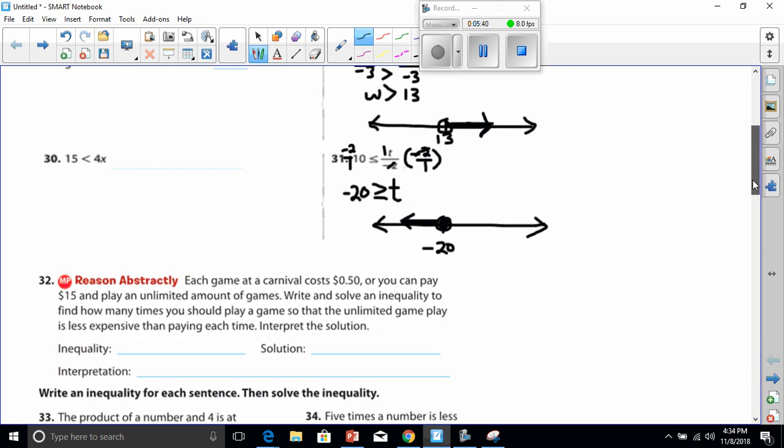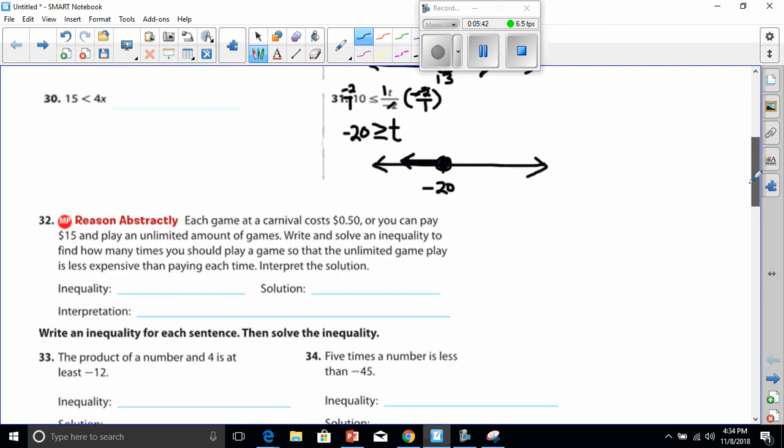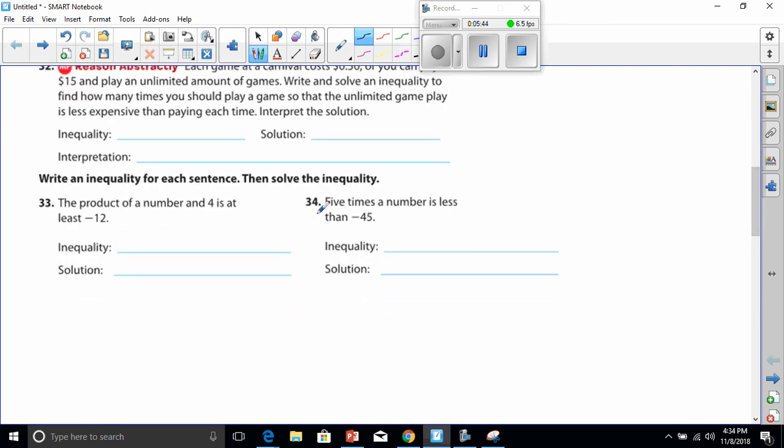All right, let's go on and go to number 33. And that says write an inequality for each sentence, then solve the inequality. The product of a number and 4, well, a number is going to be x, right? We don't know what that is. And 4 is at least negative 12. When I see the words at least, I have to think, what does that mean?